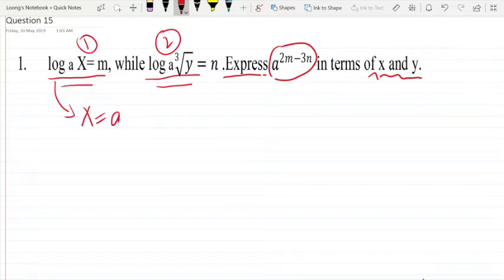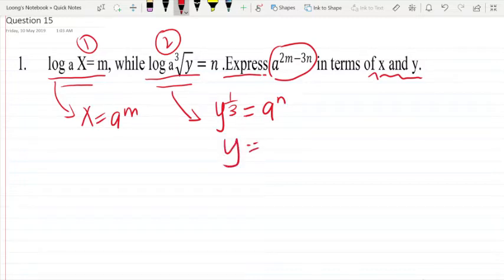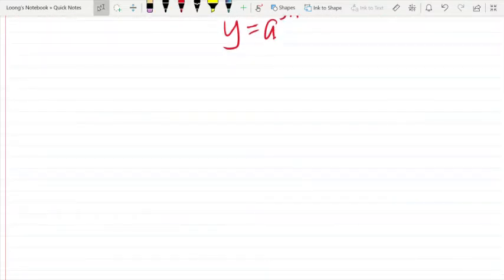equals a^m here, and here we need to change it to y^(1/3) equals a^n, and this 1/3, if we move it to the other side, will become 3. So it is a^(3n). And now the question asks us to express it in terms of x and y. So the question is actually a^(2m) equals to 3n.